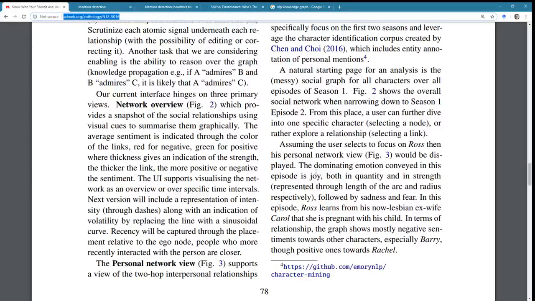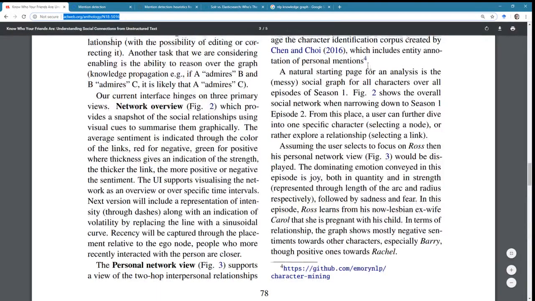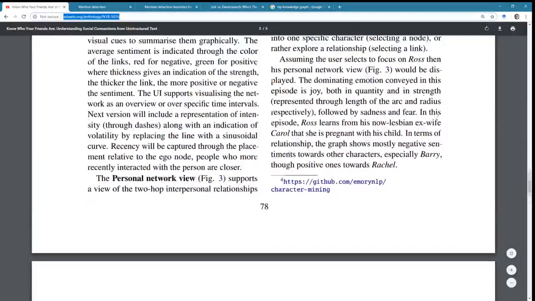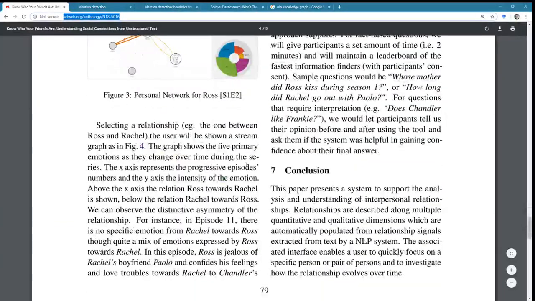Assuming the user selects to focus on Ross, then his personal... I already read that. In this episode, Ross learns from his now lesbian ex-wife Carol that she is pregnant with his child. In terms of relationship, the graph shows mostly negative sentiment towards other characters, especially Barry, though positive ones towards Rachel. Oh, and this GitHub link is to the corpus of entity annotations of Friends scripts.